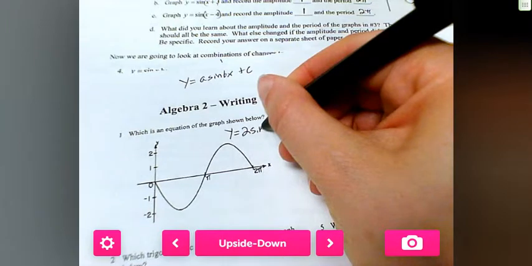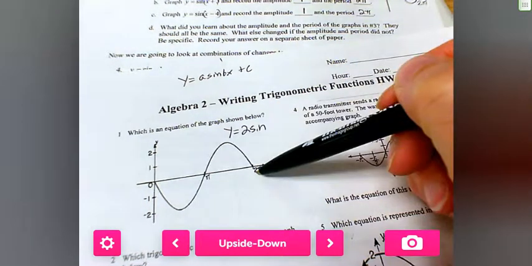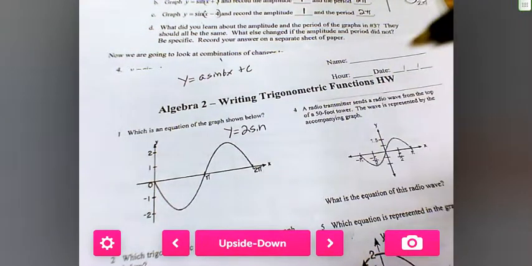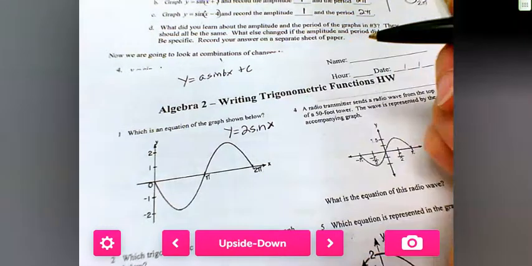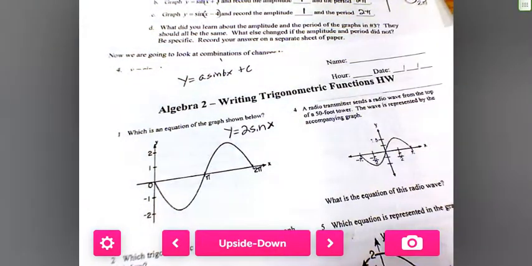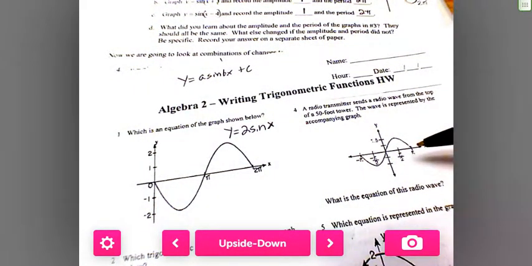All right, did my period change? My period, is it 2 pi? Yeah. Yeah, then it didn't change at all. So my b is going to be 1. So I can put 1x or just x. So what do you mean by change? So if this is like faster, like maybe this one, then I'm going to have to figure out what it is. Okay?